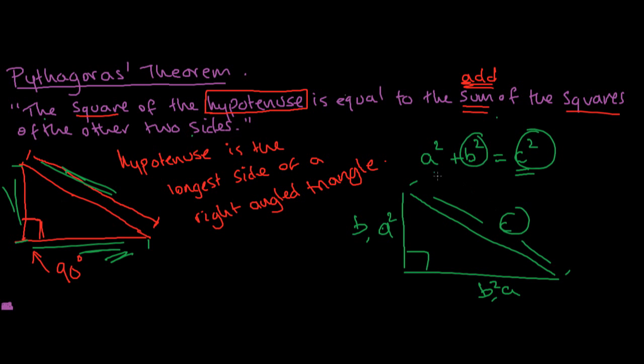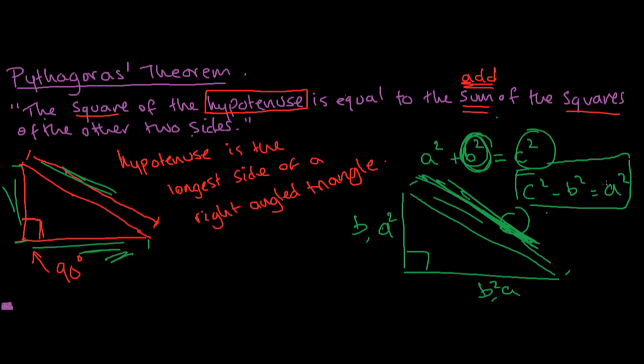Or say you've got c and you want one of the other ones. What you'd have to do is square the hypotenuse to get your squared value of the hypotenuse, and then take away the squared value of your other side. So you'd get c squared take b squared equals a squared, for example. You would have to do that. But that will become clear when we do some examples now.